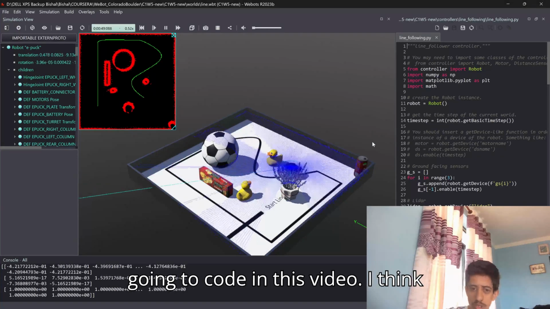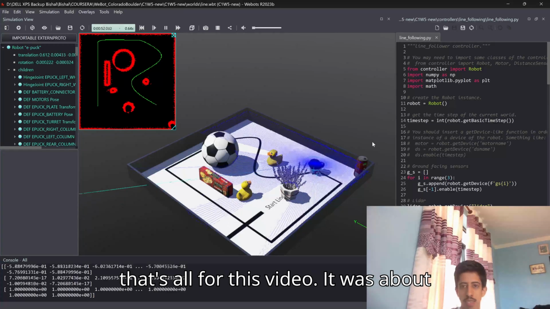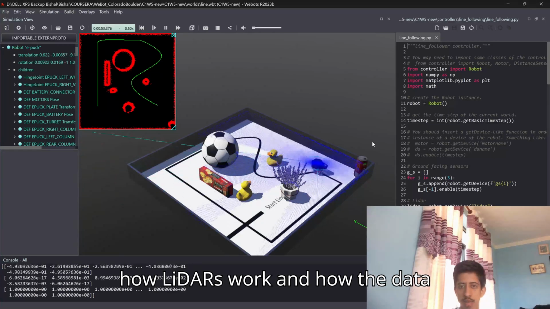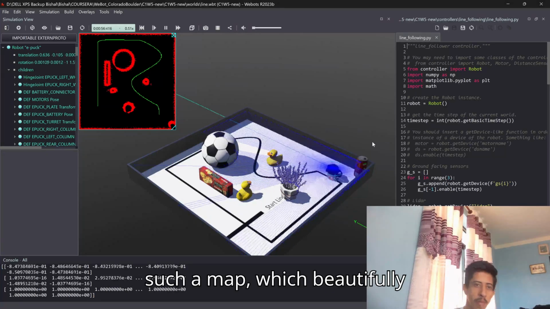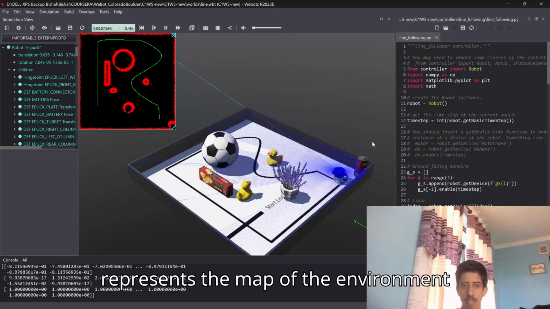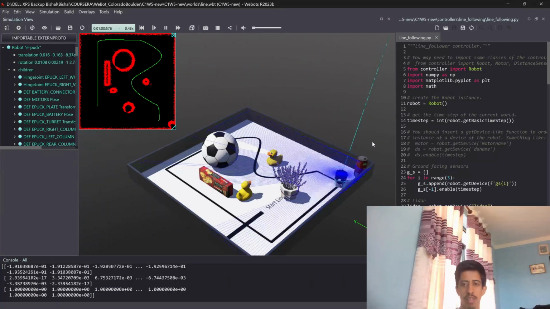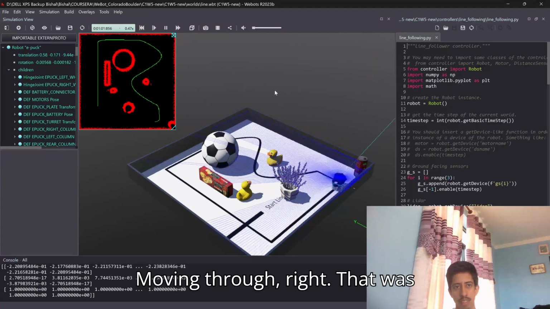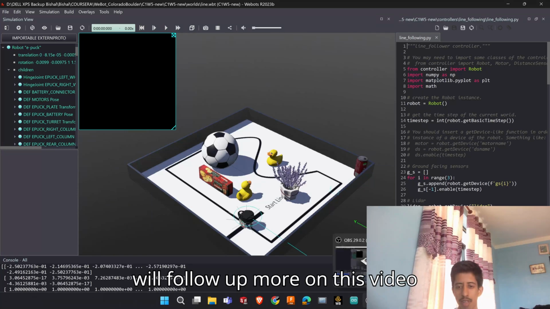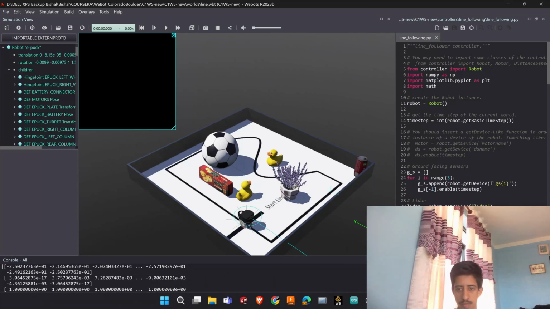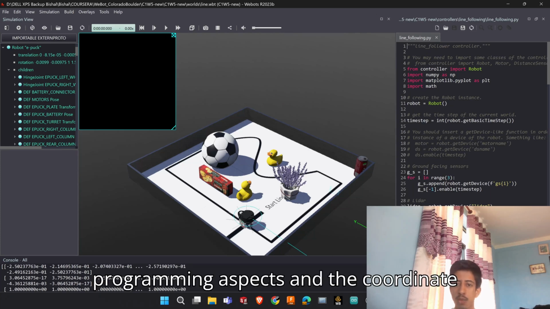I'm not going to code in this video. I think that's all for this video. It was about how LiDARs work and how the data from the LiDAR can be transformed into such a map, which beautifully represents the environment that the robot is moving through, right? That was all for this video. I will follow up by walking through the programming aspects and the coordinate frame transformation.